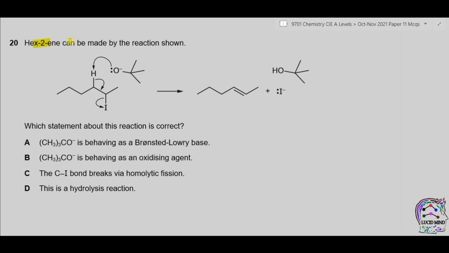Question 20. Hex-2-ene can be made by the reaction shown. This is the chemical reaction. We have hex-2-ene that is formed. Which statement about this reaction is correct? Part A, we have (CH3)3CO negative behaving as a Bronsted-Lowry base. Now a Bronsted-Lowry base is something that donates a lone pair of electrons, a lone pair donor. In the diagram we can see we have CH3 attached with carbon, and oxygen with negative charge is donating a lone pair of electrons. So therefore yes, it is behaving as a Bronsted-Lowry base.